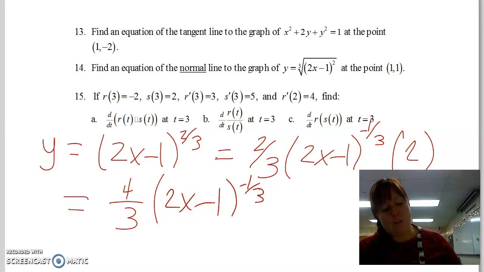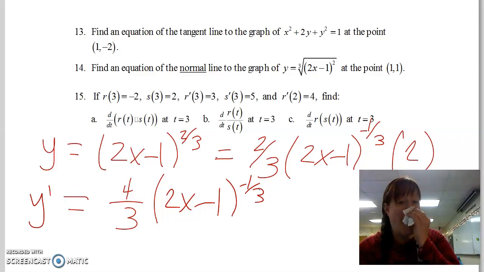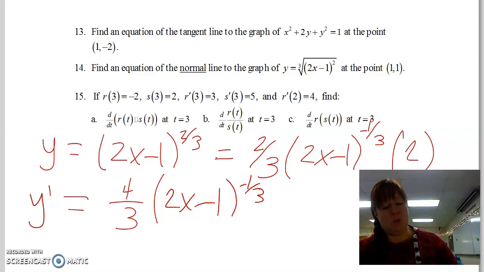And that is our y prime. We should definitely write that instead of putting equals, because that would make people think we're still talking about y equals. Well, y does not equal that. y prime equals that. So I really should have put y prime right here. So now y prime equals that, and we want to find the normal line at (1, 1).